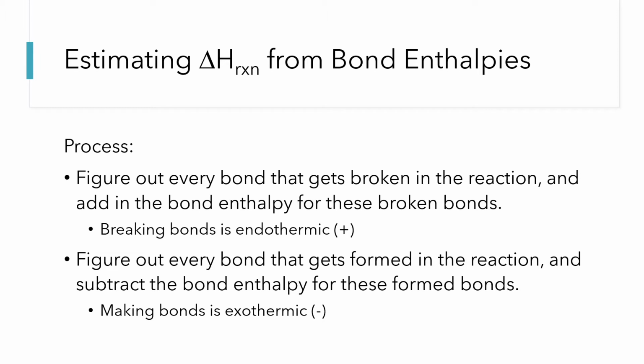If we're trying to estimate the delta H reaction from bond enthalpies, here's our basic process. We're going to figure out all of the bonds that get broken in the course of the reaction and add up the bond enthalpy for all of these broken bonds. This is recognizing that breaking bonds is endothermic, so all of those numbers will have positive signs. And then we need to account for every bond that gets made in the course of the reaction and subtract the bond enthalpy for all of these created bonds, because making bonds is exothermic.